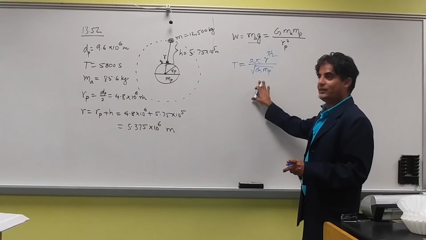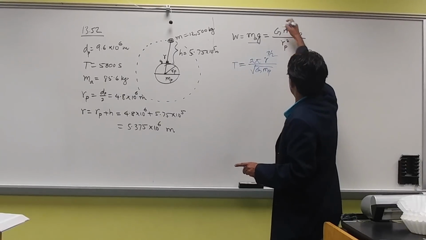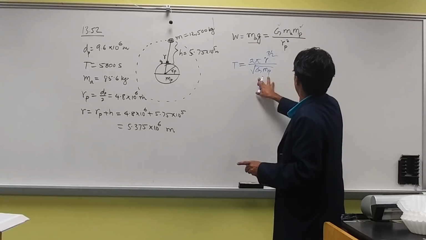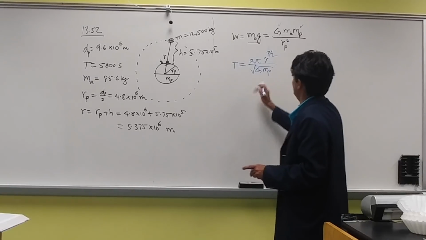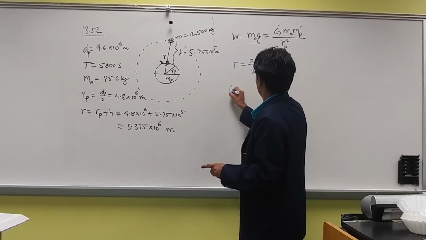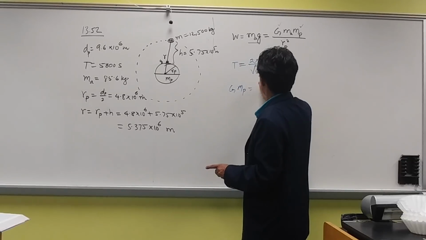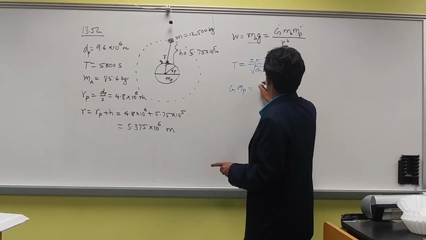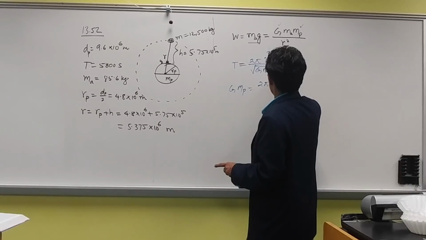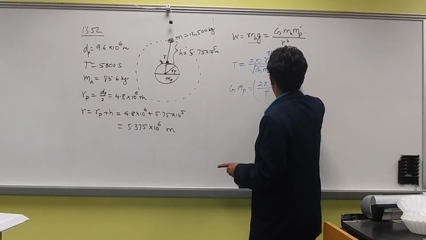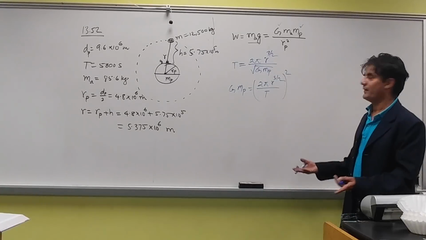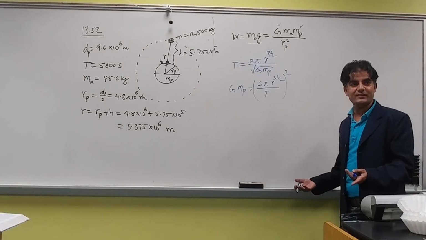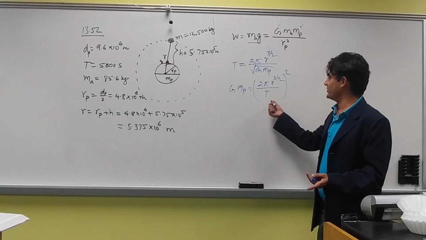Okay? So from here, this G and mass of the planet, what you do is simply find this. G times mass of the planet, I'll take it on the left. So this will be 2 pi r^(3/2) divided by t, and then square. Right? Did you get this one?